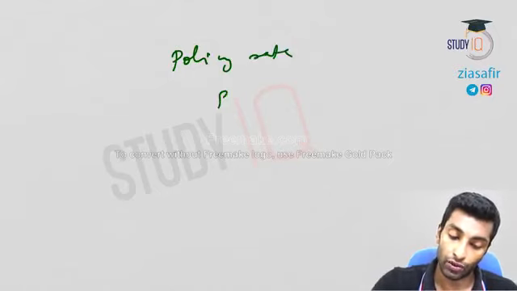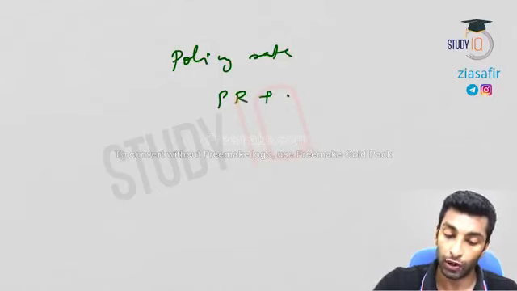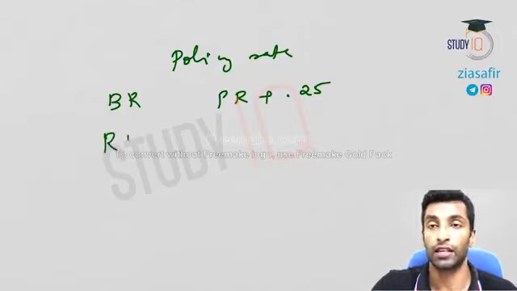Reverse repo will always be less, and it is 0.25 percentage point less. So RBI now fixes only the policy rate. Policy rate, let's say PR, plus 0.25 percentage point is your bank rate. What about the reverse repo rate? It is policy rate minus 0.25 percentage point.